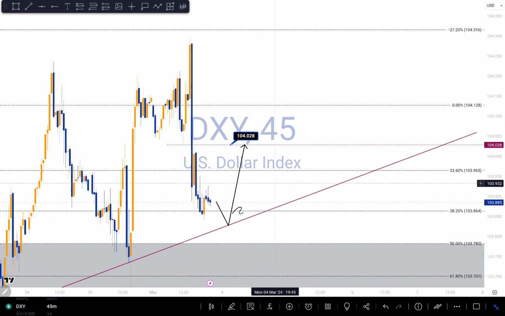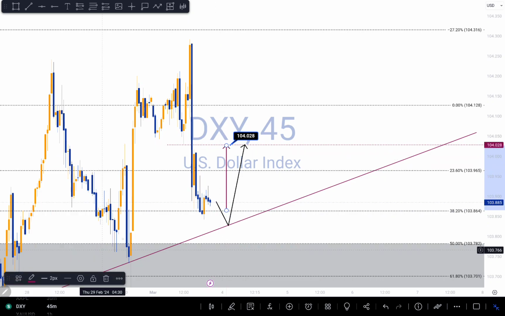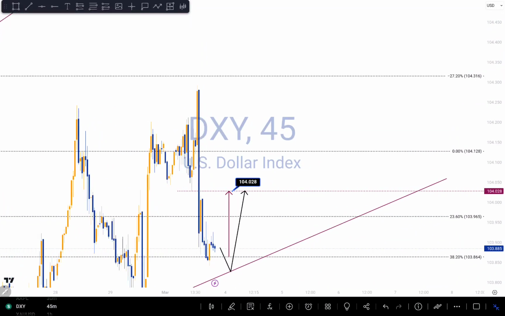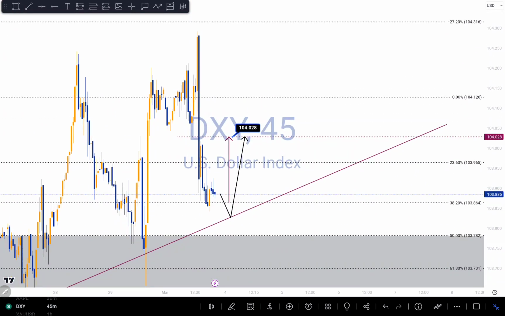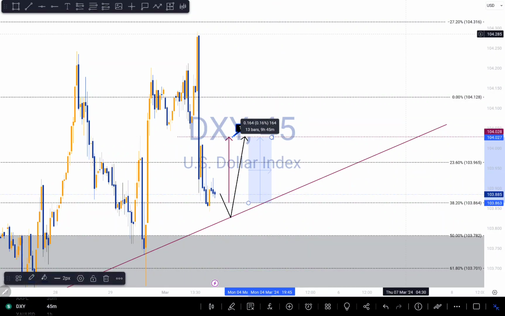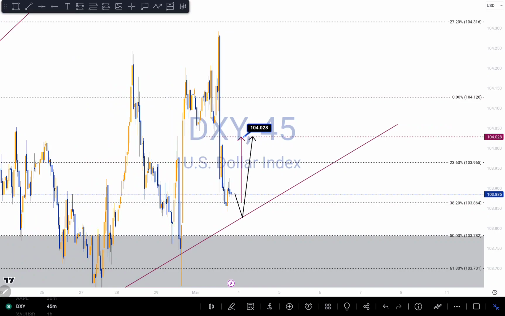Or it's either we start rejecting around where it is right now. Let's just draw a scenario from here to here. So those are my two thoughts right now on the DXY around that area. Let's see if we get to that area from here to here. That'll be about 164 pips, which is good enough. So let's see how that plays out, guys. But we know that the market can do whatever it wants to do.